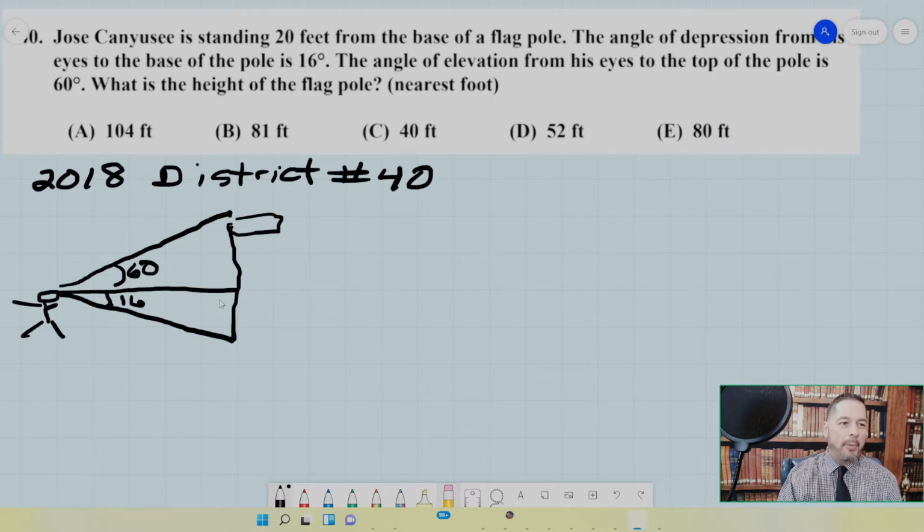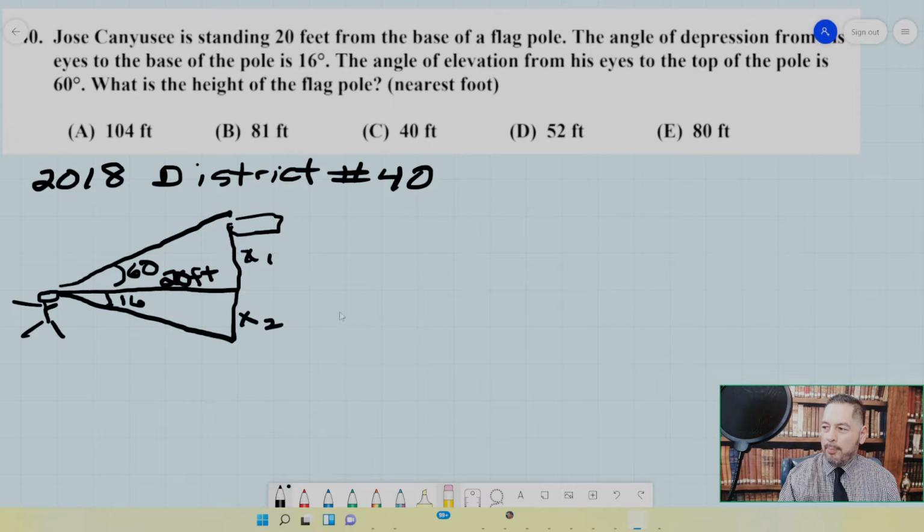So for this problem, we got both. We got an angle of elevation and an angle of depression problem. Now, important, it says it's 20 feet from the flagpole. So this is 20 feet. So we're going to get two problems. We're going to get x sub 1, x sub 2, and when we add them together, we'll get the height of our flagpole.